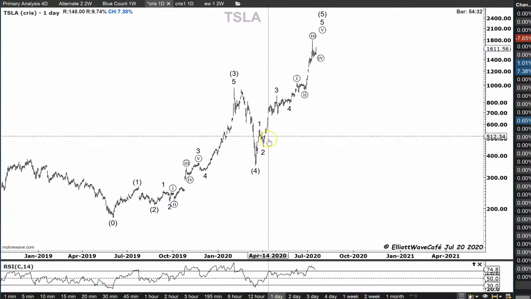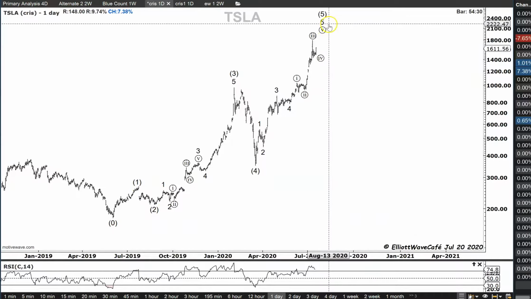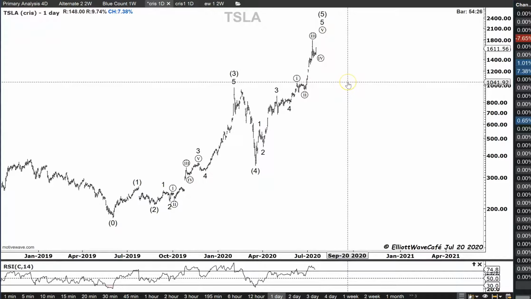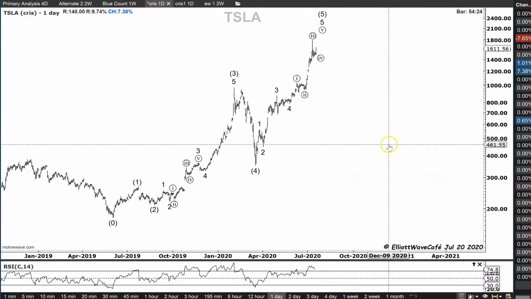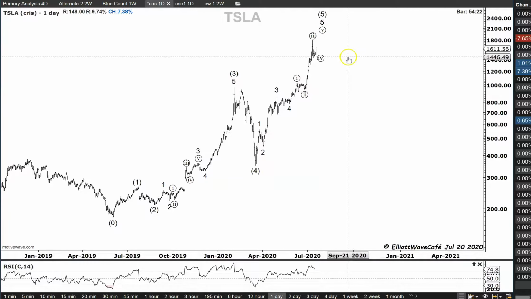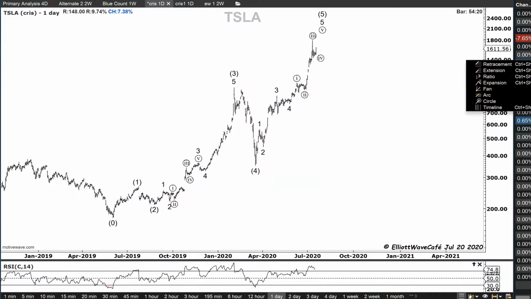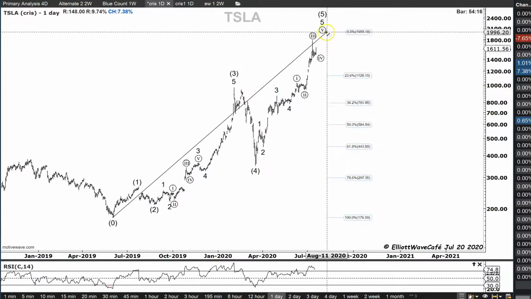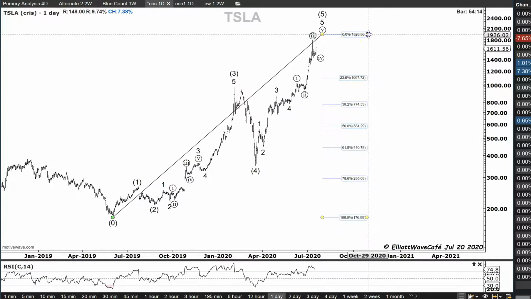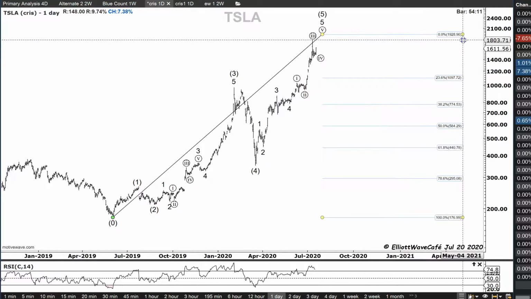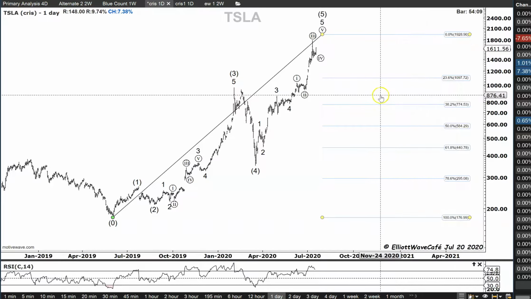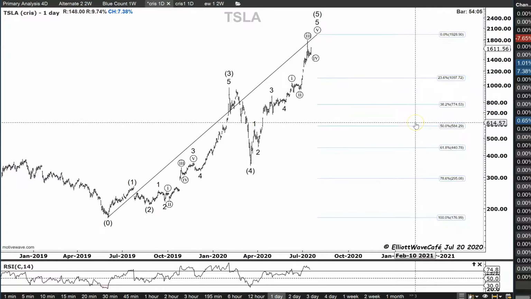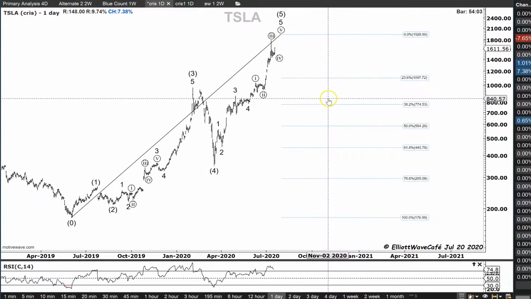So this is a 1, 2, 3, 4, 5. That means the next decline is going to come down to at least $1,000, if not lower. You can just do a fib zone retracement from these lows all the way to some probable highs at about 1930. A 38% retracement will pull you to about 770. A 50% will put you to about 580, and I'm not going to be surprised if this happens.